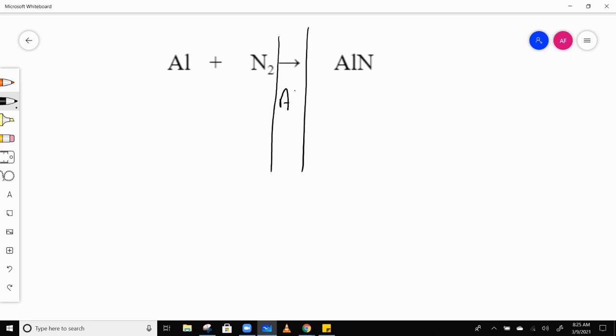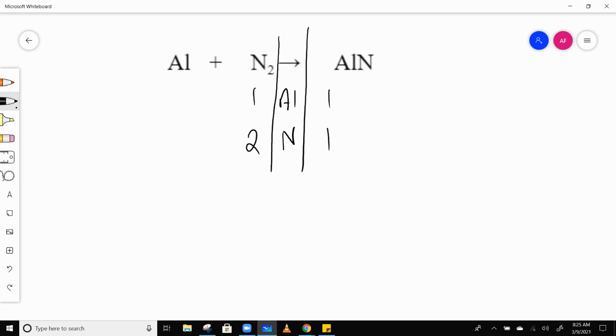So I have aluminum and I have nitrogen. Okay, so we do our initial count. Our initial count, here we have 1 aluminum, and here we have 2 nitrogen. Here we have 1 aluminum, and here we have 1 nitrogen.